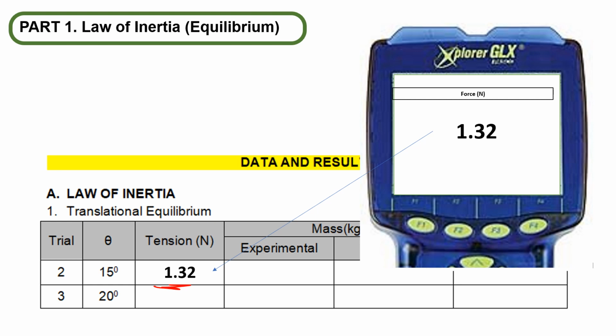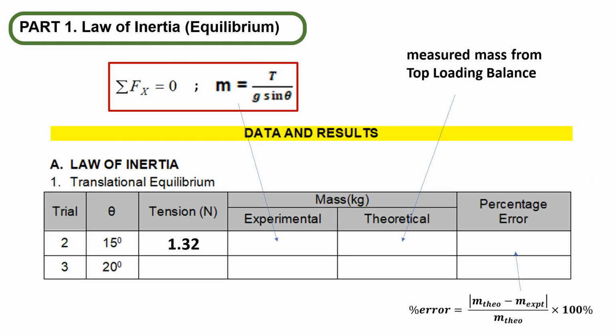And then on the second column, we have the angles, 15 degrees and 20 degrees. Meaning we need to incline, or change the angle of, the dynamics track from 15 to 20. So we need to start at 15 degrees. At a 15 degree angle, the reading for the tension is 1.32. Again, we need to compare the mass of the cart, experimental and theoretical. For the experimental value, we're going to use this formula: tension divided by g sine theta.